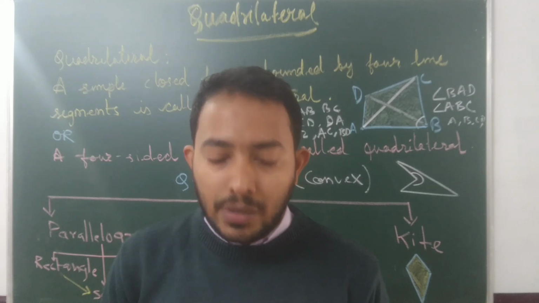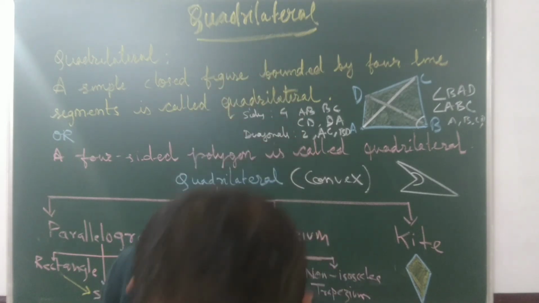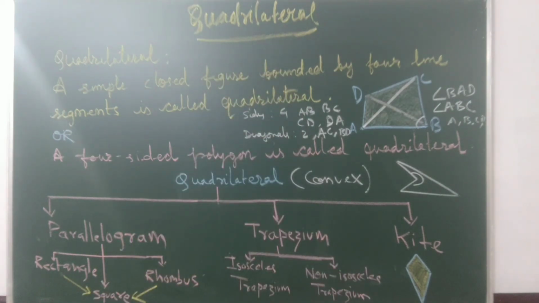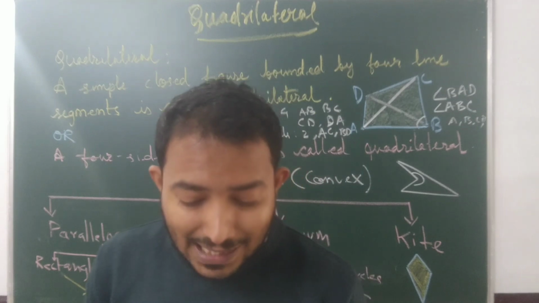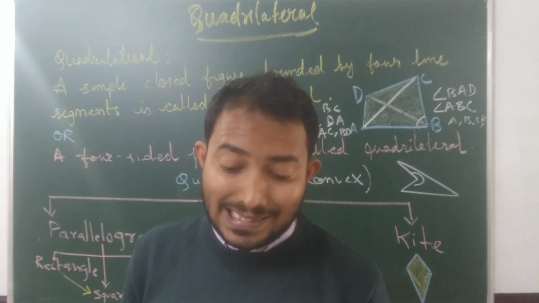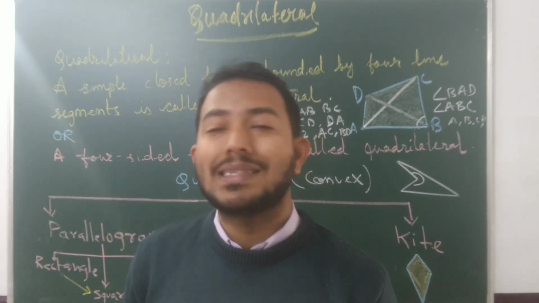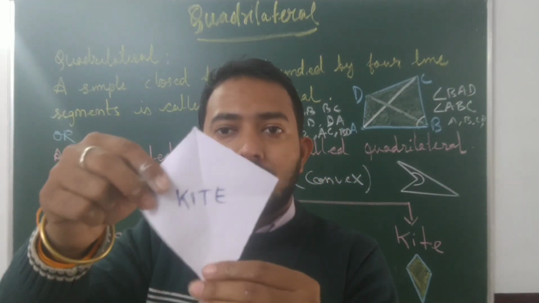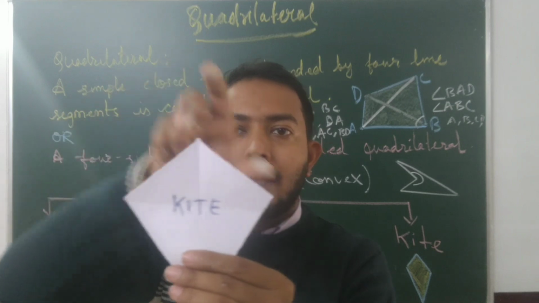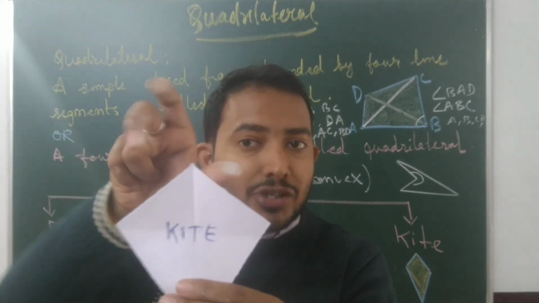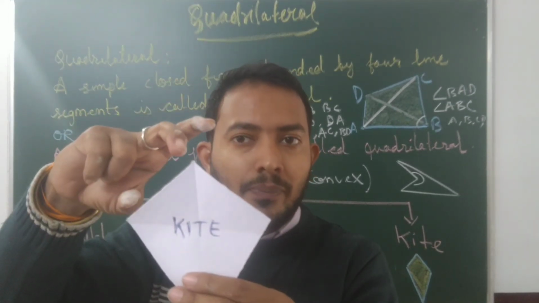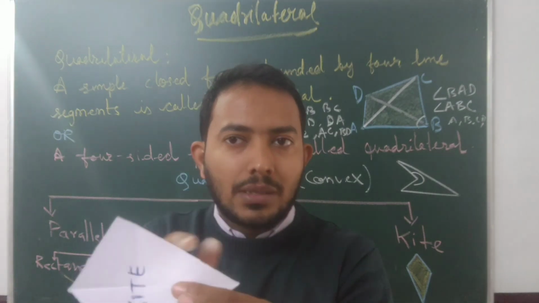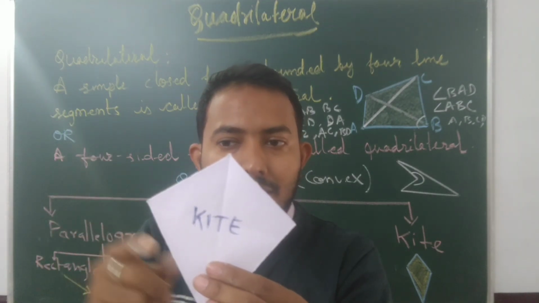This is the definition, the bookish definition we have. Very simply, they have told a quadrilateral which has two pairs of equal adjacent sides but unequal opposite sides. Equal adjacent sides: see, this side and this side are equal and adjacent to each other, and this one is also adjacent to each other.